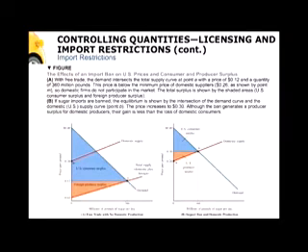Another example of controlling quantities are import restrictions. Let's look at a market where we might have import restrictions. This is a case where we have some foreign trade, so we want to differentiate between the domestic supply of a good or a service, and in this example we're looking at sugar, and the total supply for sugar, which is domestic plus foreign production of sugar.